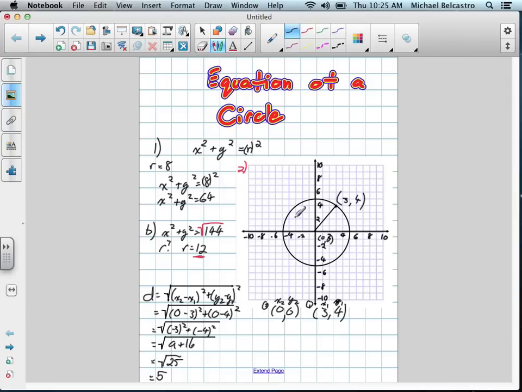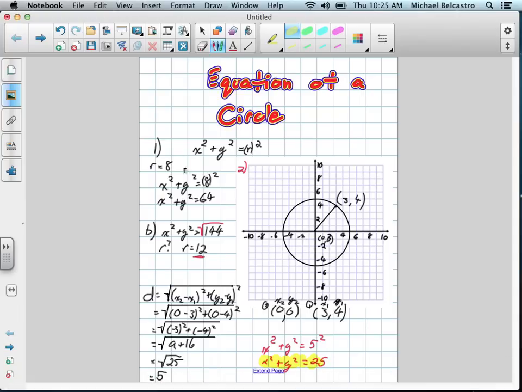Equation. So what is the equation of this circle? x squared plus y squared equals 5 squared. And I do have to actually carry out that 5 squared. So what is it really? 25. Is equal to 25. So that is the equation of our above circle. Okay, that is all you need to do for a circle today.